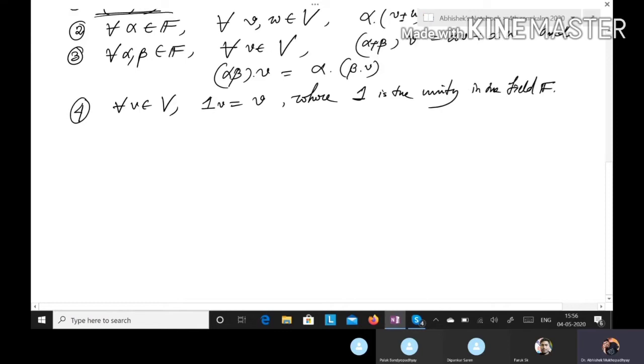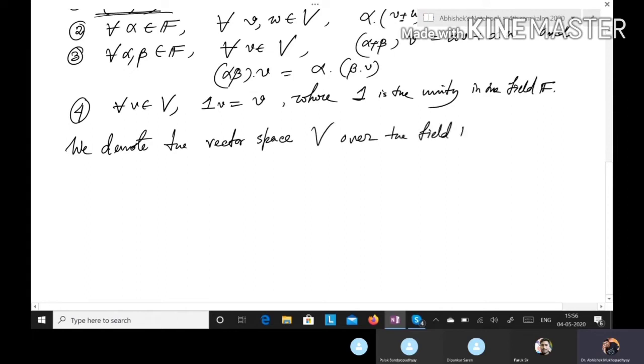So we denote the vector space V over the field F as V suffix F, or simply, if there is no confusion about the field F, you can write it as V simply.